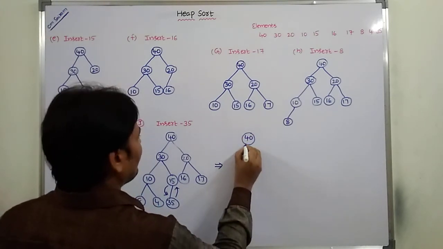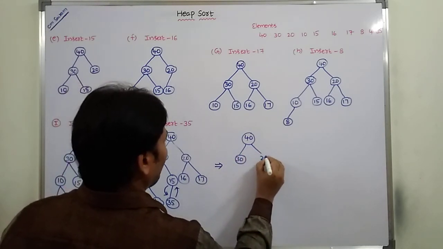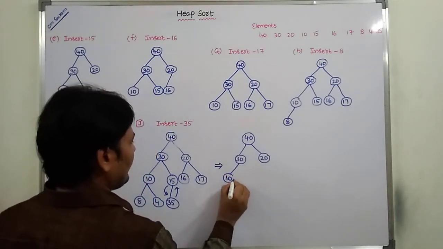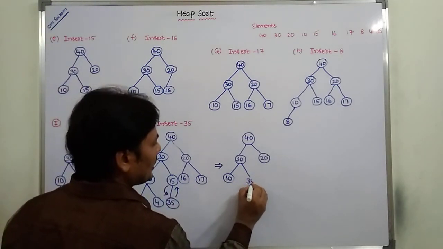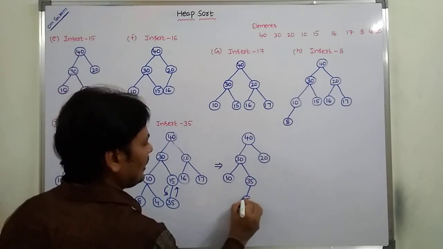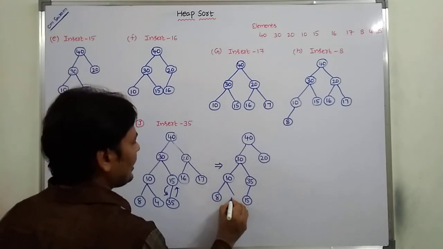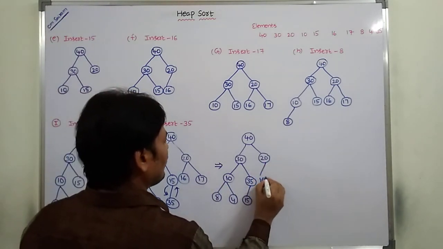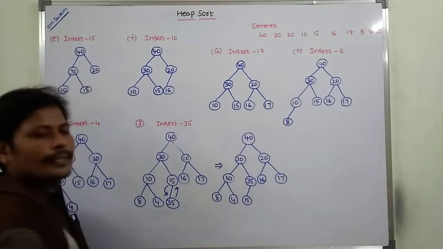So then we are getting 40 as the root node, 30 as its left child and 20 as its right child, and 30's left child is 10. So 35 and 15 can be swapped. After that we are getting 35 here and 15 is its left child, and 10's left child is 8 and 10's right child is 4. In the remaining there is no change at all. 20's left child is 16, 20's right child is 17.